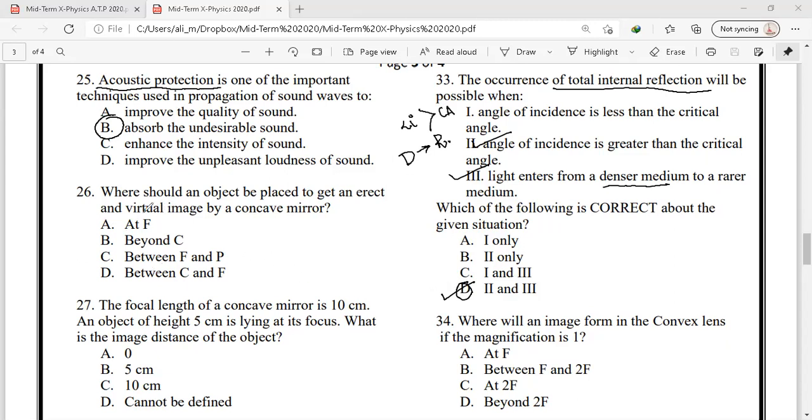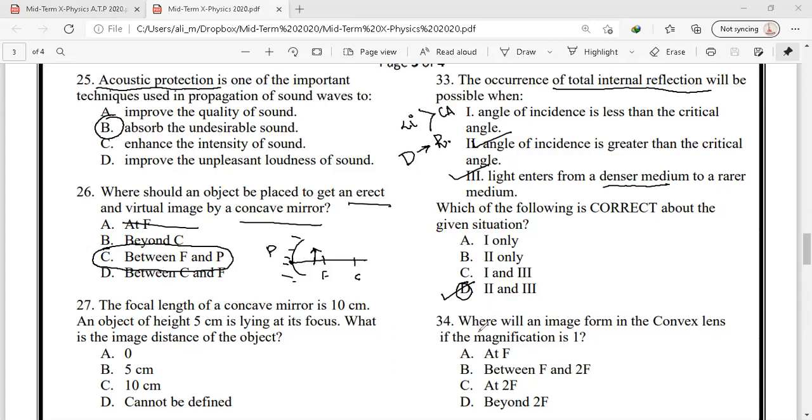In question number 26, where should an object be placed to get an erect and virtual image by a concave mirror? So we know that a concave mirror is a converging mirror, and this point is F, this point is C, and this point is known as pole. If we place an object ahead of this focal length or focus point, or the object lies between F and P, the image formed by this mirror will be erect, magnified, and virtual. So the correct option is option C, between F and P.